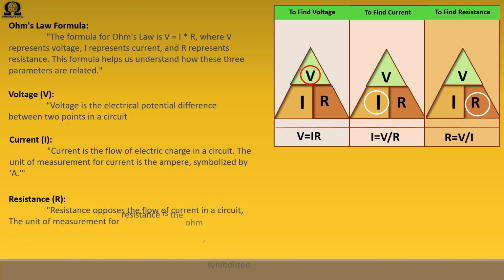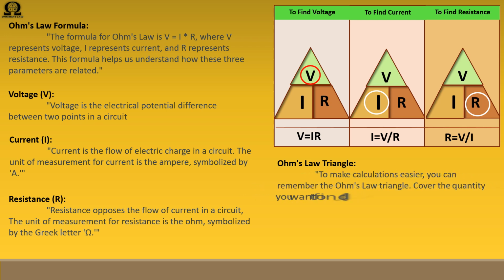Voltage. Voltage is the electrical potential difference between 2 points in a circuit. Current. Current is the flow of electric charge in a circuit. The unit of measurement for current is the ampere, symbolized by A.